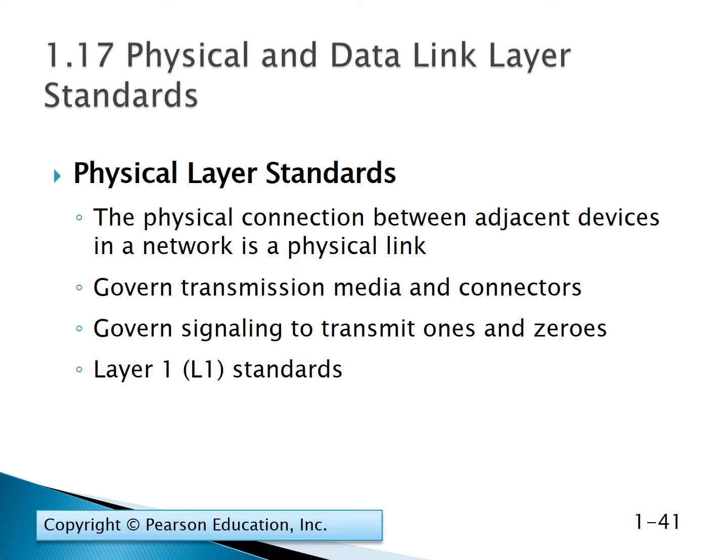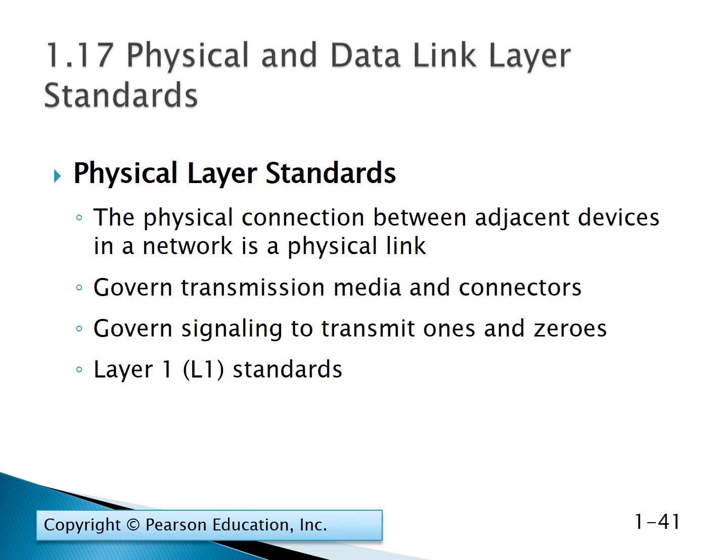So we have talked about the physical layer standards. The physical connection between the adjacent devices in the network is the physical layer. That's the LAN cable, the Wi-Fi signals, and so on. The physical layer governs the transmission media and the connectors. So what connectors you are using, and what you should use to make the cables, and so on. It also governs signaling to transmit ones and zeros.